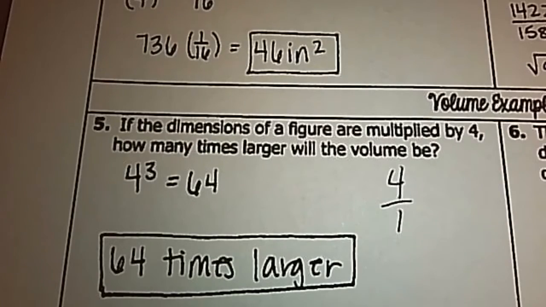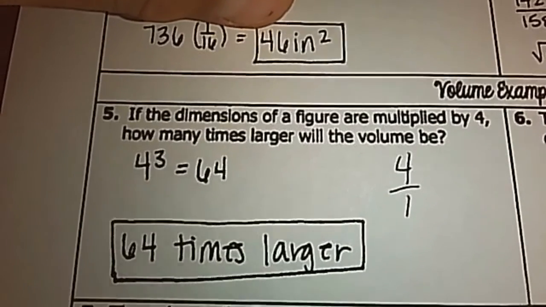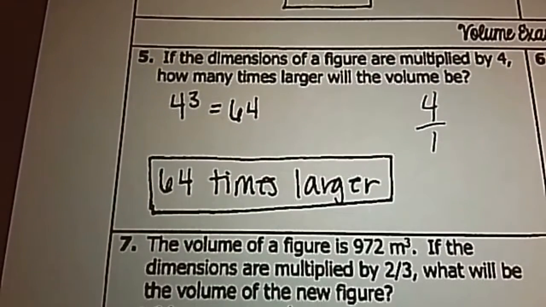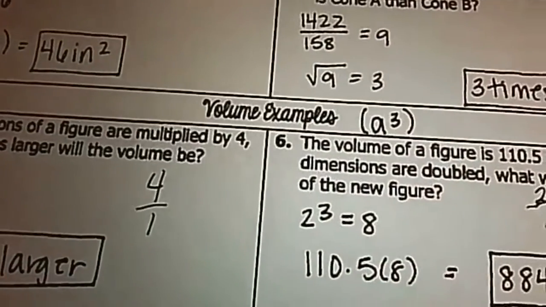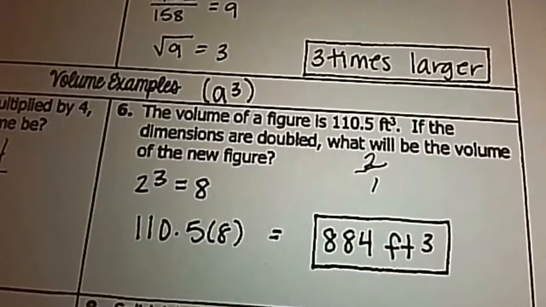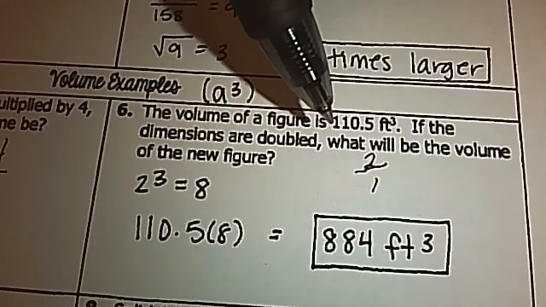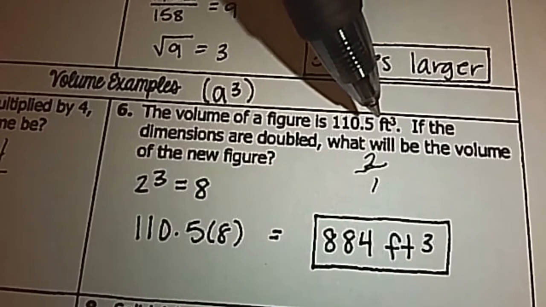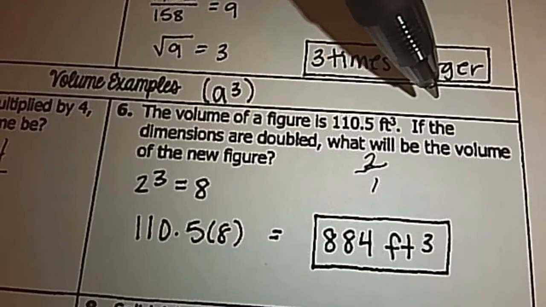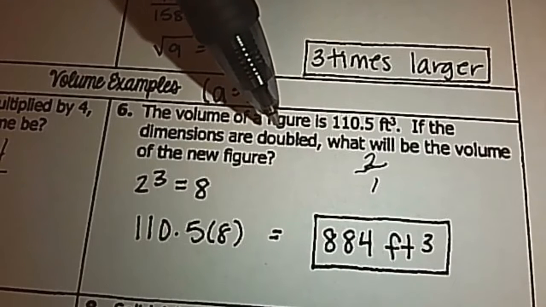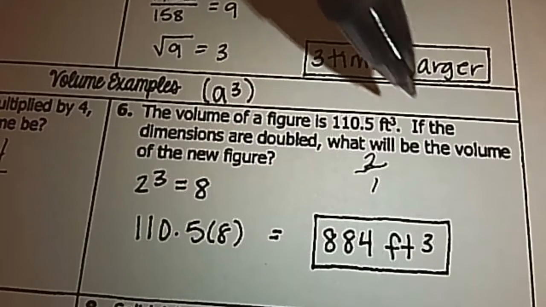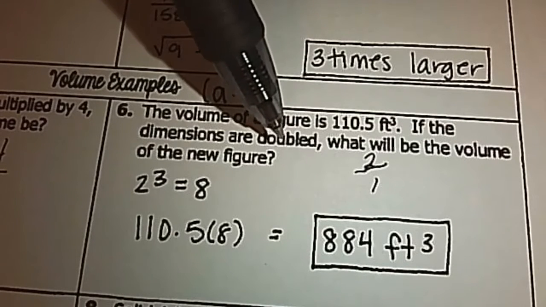Okay, now let's take a look at this one over here, number 6. The volume of a figure is 110.5 feet cubed. If the dimensions are doubled, what will be the volume of the new figure? Okay, so we're looking at doubled.